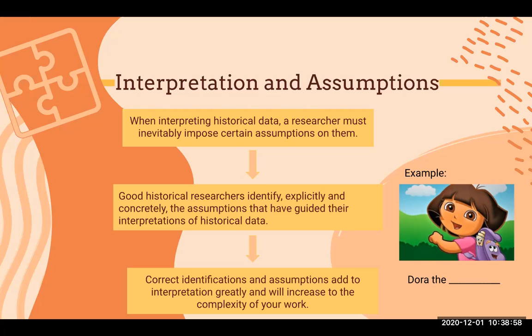We could identify how she has her map, her backpack, and how she looks enthusiastic to explore the world, and assume that she's some type of explorer. So while maybe in the future we wouldn't correctly identify it as Dora the Explorer, maybe we could say Dora the Backpacker, we would still have the same idea and be able to correctly base our interpretation off of that.